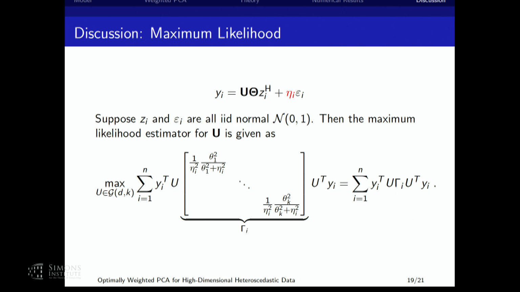And not only that, but the entries look highly related to the optimal weights that we found in our analysis. So if anyone has ideas on how to solve this, we have some and we'd like more.